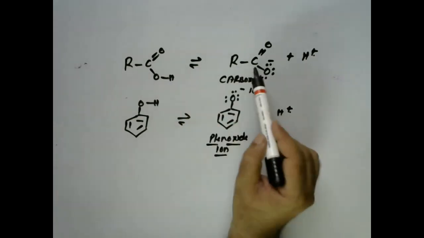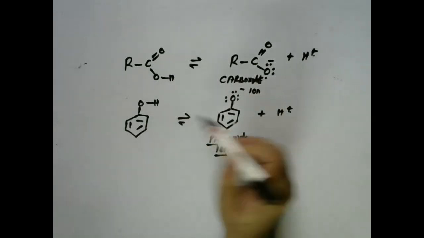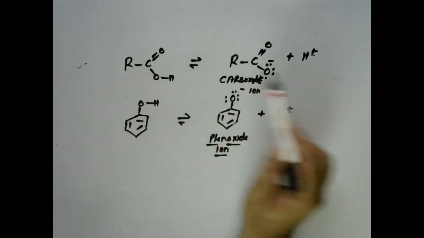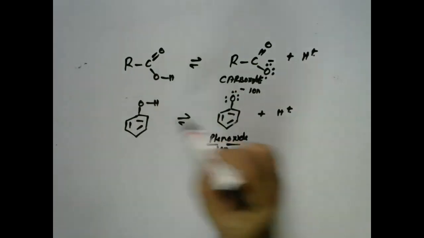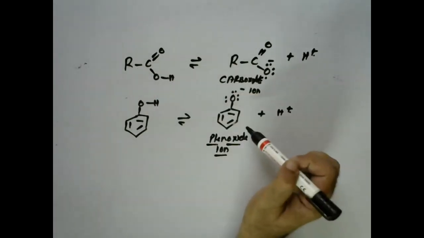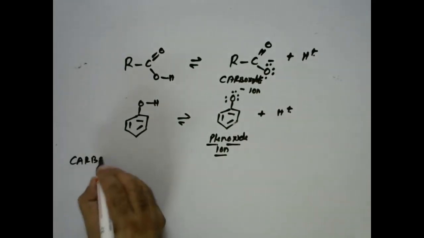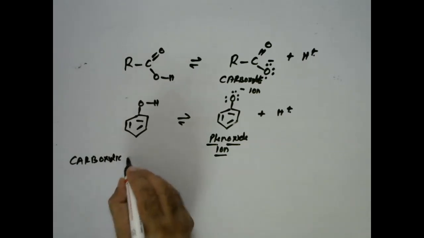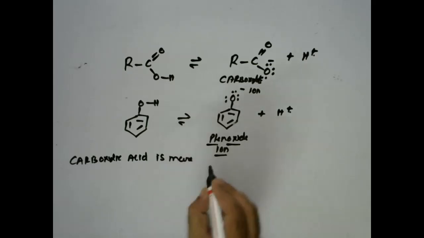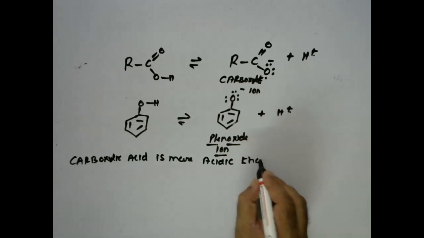Because in this reaction the product is more stable, this will happen more towards the right side. In this case the product is not that stable, so the reaction will not go in the forward direction so easily. So this reaction goes in the forward direction readily as compared to phenol. Or we can say carboxylic acid's H plus losing power is more as compared to phenol. So we say carboxylic acid is more acidic than phenol.